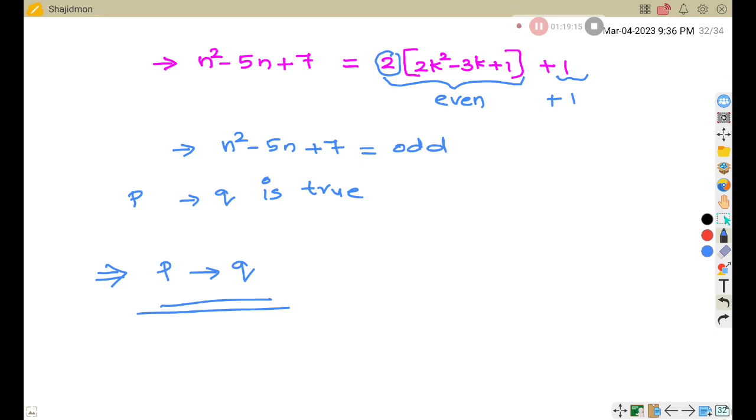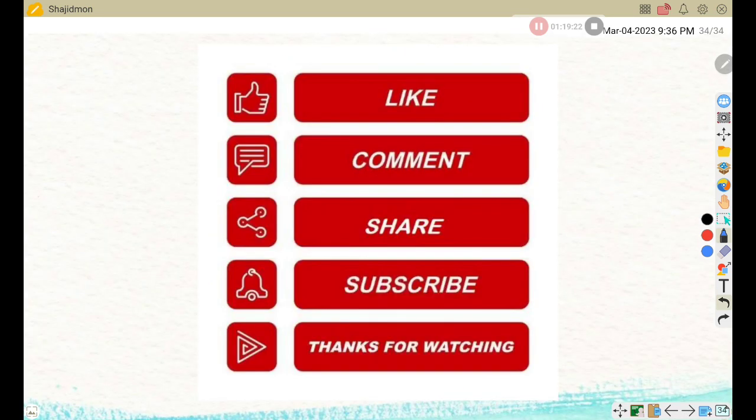So we did direct method and indirect method, many questions. You can practice these questions so that you will get a good idea from this section. So I hope you understood all the ideas from this section.